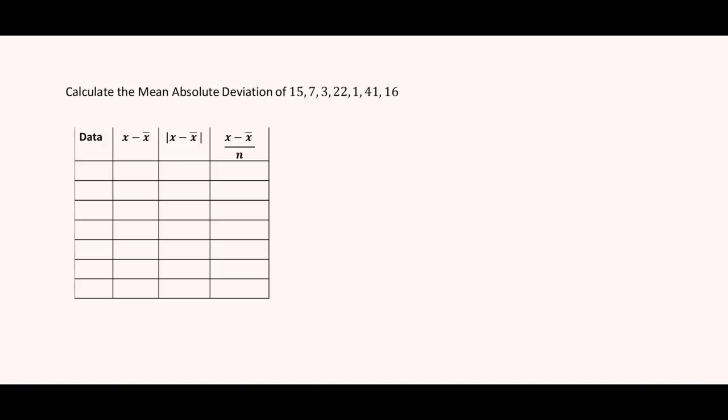Let's try this data set here. We fill out the data set: 15, 7, 3, 22, 1, 41, 16. The first thing we're going to do is get the mean. The mean is 15 plus 7 plus 3 plus 22 plus 1 plus 41 plus 16, and we divide this by 7.